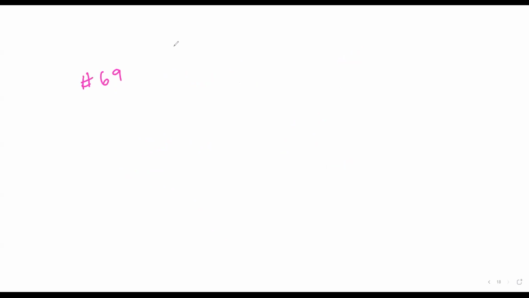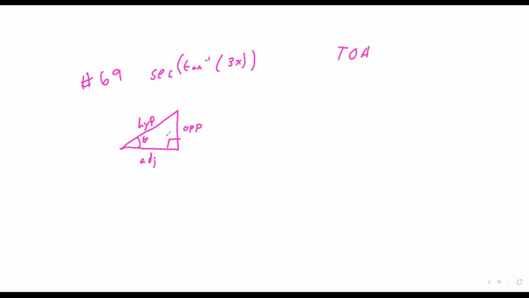Number 69 is secant of tan inverse of 3x. Same process. Let's build a triangle. This is my opposite. It doesn't matter how you label it, you can put it here, you still get the same outcome. Tangent, again, is TOA, so opposite would be 3x. Adjacent would be 1.